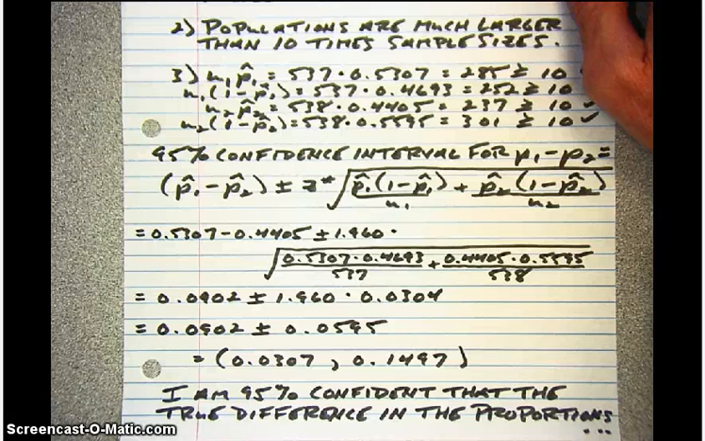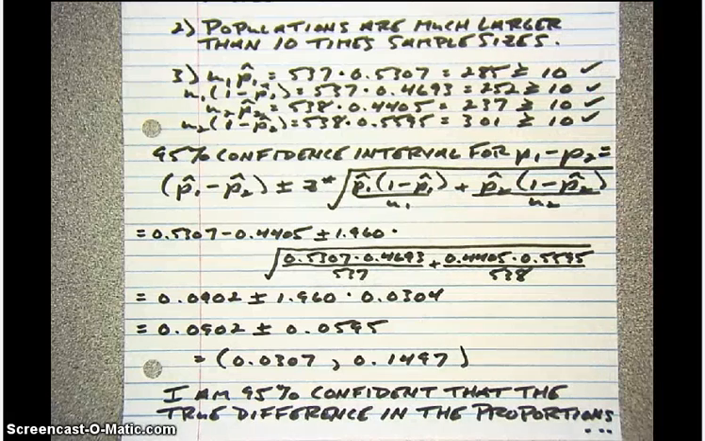And then we write our conclusion. I am 95% confident that the true difference in the proportions of people who would answer fairly to each question is contained in the interval from 0.0307 to 0.1497.